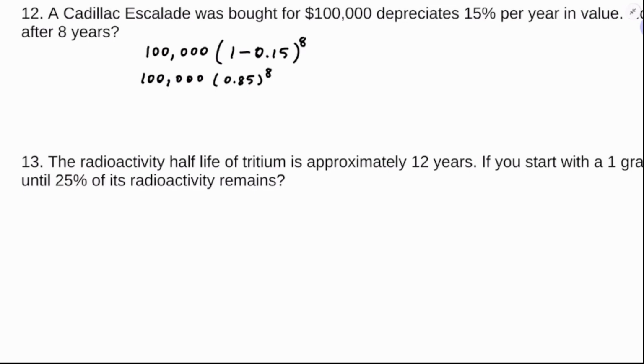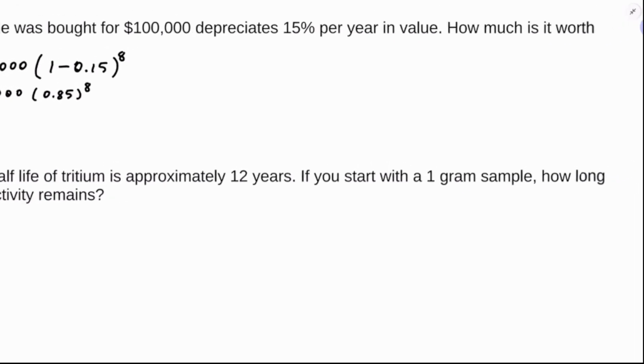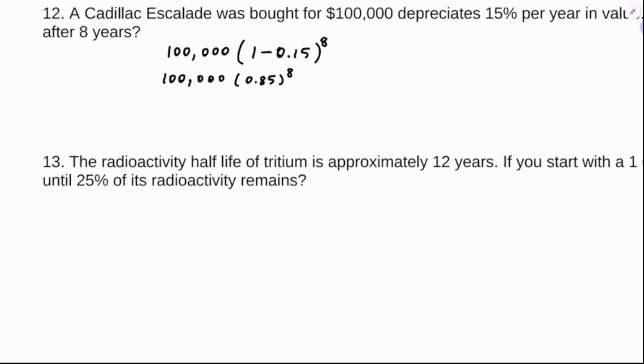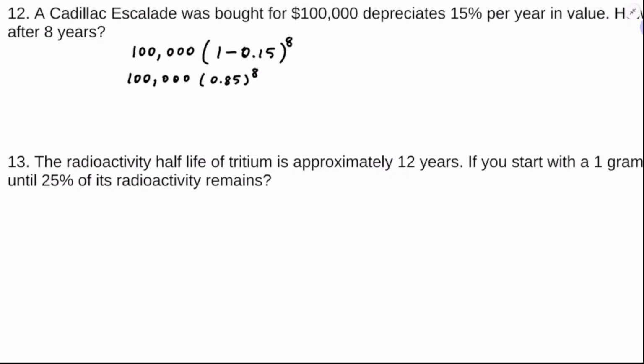The radioactivity half-life of tritium, I don't even know what that is, I'm definitely not a chemist though, is approximately 12 years. If you start with a 1 gram sample, how long until 25% remains? This one's tricky. This one is actually easier to do just thinking about it than it is to try to set up an equation. But the half-life is 12 years.